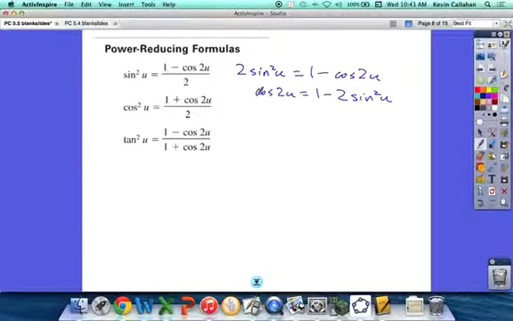And this is the same thing, right? If I multiply the 2 up here and then subtract 1, I'm going to get 2 cosine squared u minus 1 equals the cosine of 2u. So I guess if you wanted to reduce the power of something, then you would go to one of these formulas.